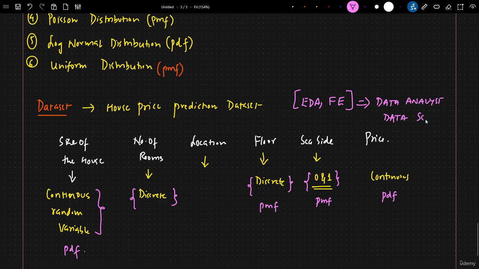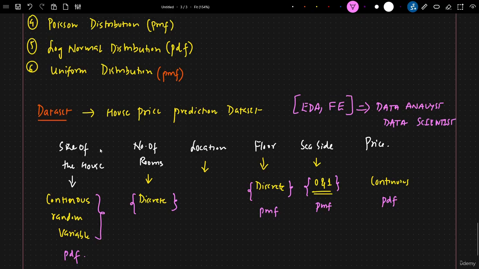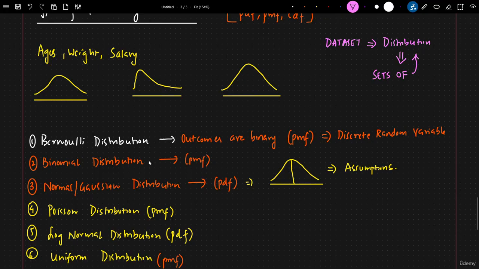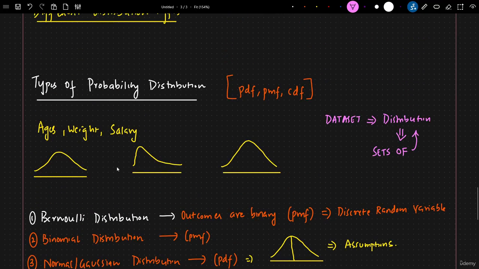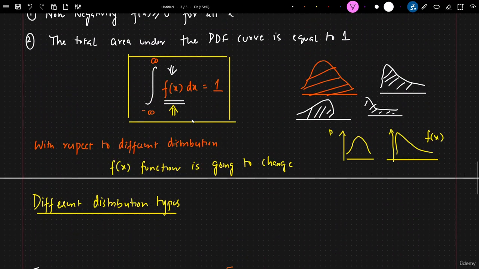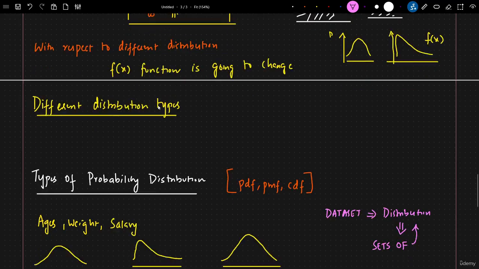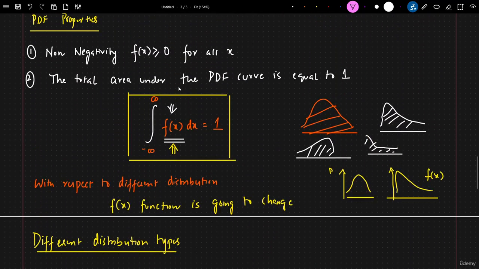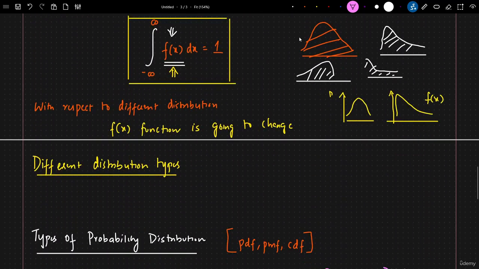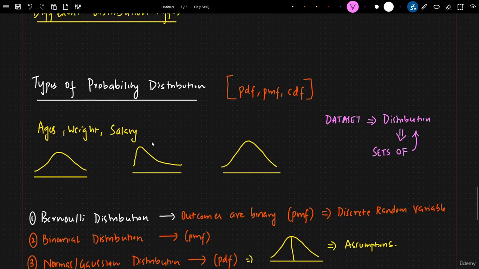We are able to understand the data. We are able to create reports from the data, and we are able to send those reports to the stakeholder. This is really important. So in the upcoming series of videos, one by one, we will be seeing all these distributions. And remember, for all these distributions, this f of x function will be different, right? The f of x function is basically used to create the probability density function or probability mass function, right? Probability density or probability mass.